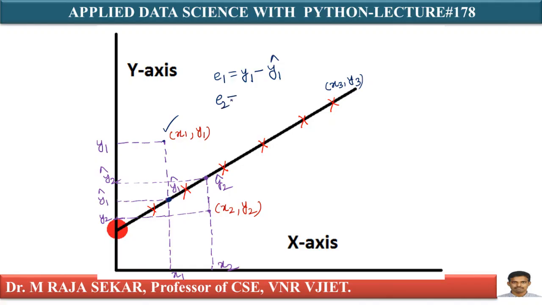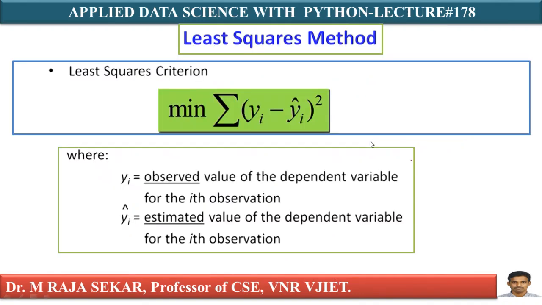For example, what is my error 2? This is the x2, y2 point. My actual value is y2, minus the corresponding value on the regression line, y2 cap. Therefore, this is a negative error. Why? Because y2 is less than y2 cap, isn't it? What about error 3? As x3, y3 is on the line, error 3 is 0. What is our logic? The logic is the sum of errors: E1 square plus E2 square plus so on, En square, isn't it?